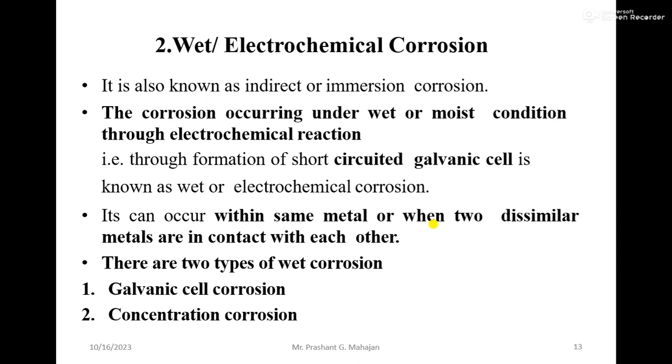So today we are going to discuss the second type of corrosion, that is wet corrosion or electrochemical corrosion. It is also called indirect or immersion corrosion. So what is wet corrosion? The word itself indicates that moist or wet conditions are there.